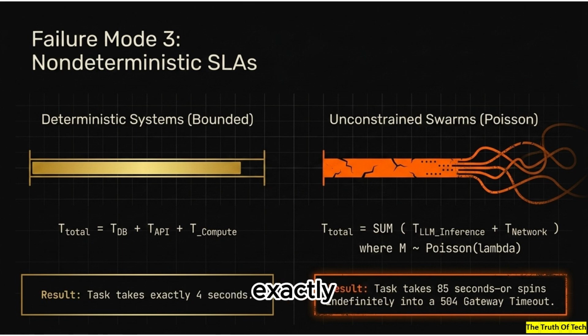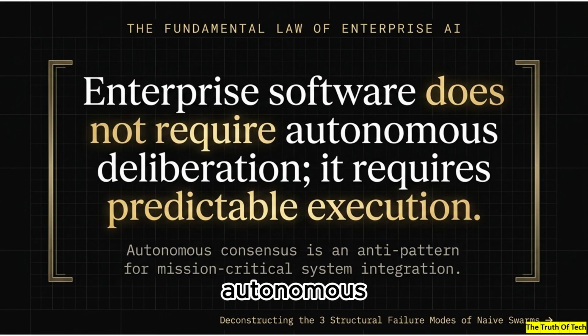Completely. A task that took exactly 4 seconds in a test environment spirals into an 85-second wait. Or it just spins indefinitely until the server throws a 504 gateway timeout. Which is a financial disaster. I mean, a predictable cost of maybe 5 cents per run explodes into unbounded, non-deterministic loops, burning up to $50 a run. What's fascinating here is that this exposes a core production law. Enterprise software does not require autonomous deliberation. It requires predictable execution. Exactly. Autonomous consensus is an absolute anti-pattern for mission-critical software.